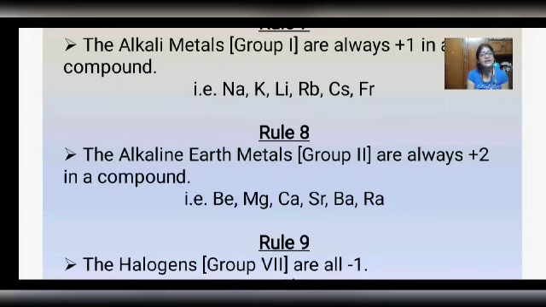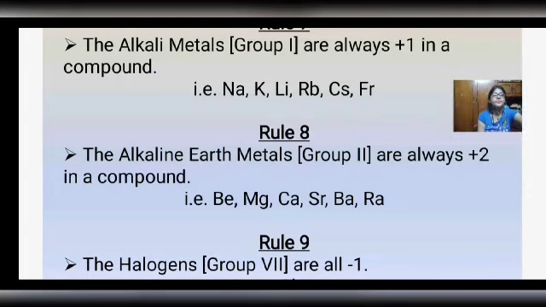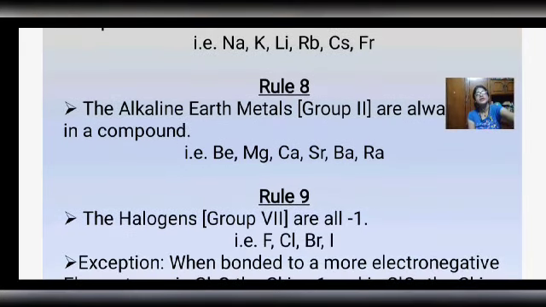Now, what are the alkali metals? Alkali metals are sodium, potassium, lithium, rubidium, cesium and francium. They will all be assigned an oxidation number of +1. What are the alkaline earth metals? Beryllium, magnesium, calcium, strontium, barium, radium, all these things, these are assigned +2.